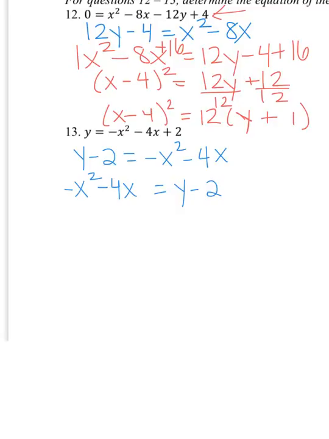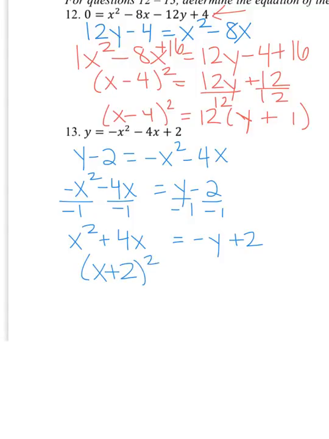Now again, your a value has to be a positive 1. So I'm going to divide everything by negative 1. That way, negative 1x squared divided by negative 1 is a positive x squared. And we have plus 4x equals negative 1y plus 2. So now I can go into completing the square: half it, square it, and then you're just going to add it back. So we have plus 4, right? 2 squared is 4, plus 4 over here, plus 4 over here. So when I add it back over here, negative y plus 6.